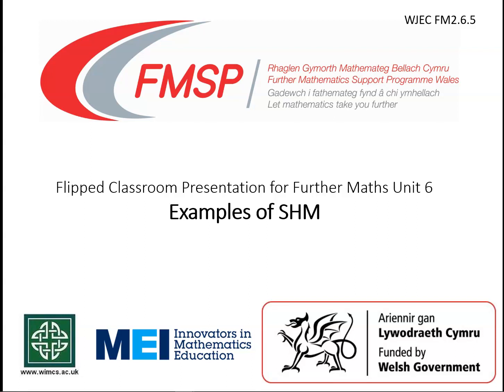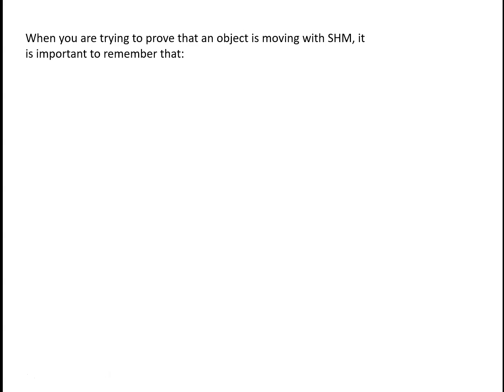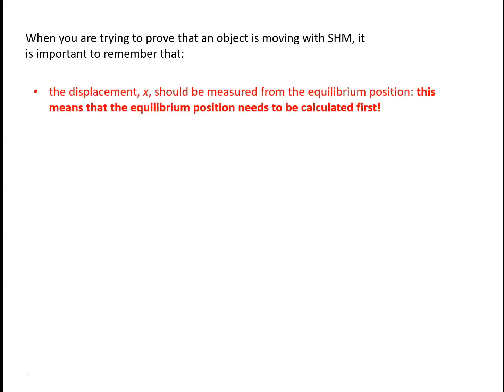Well, this is the video where we are actually going to look at some practical situations which are examples of simple harmonic motion. For our first point, we have to remember one or two things about simple harmonic motion examples. The first one is that the displacement x should always be measured away from the equilibrium position. This obviously means that you've got to find the equilibrium position before you do anything else in an example.